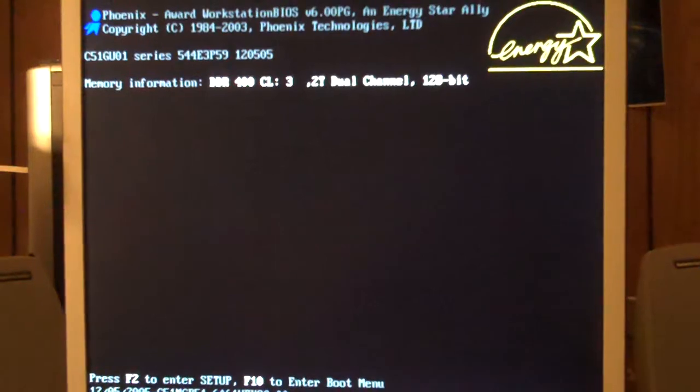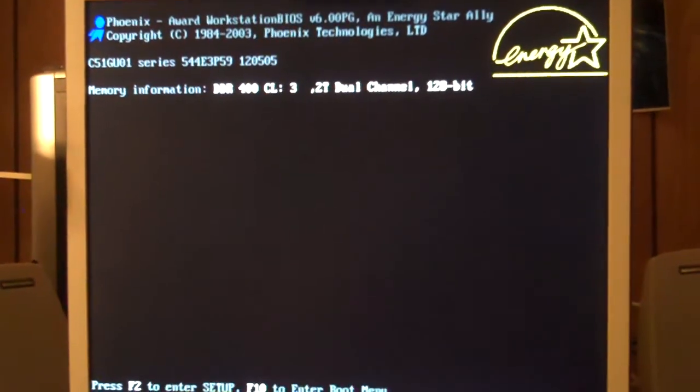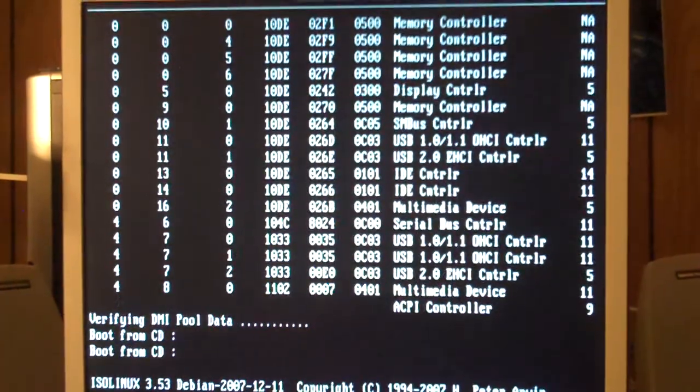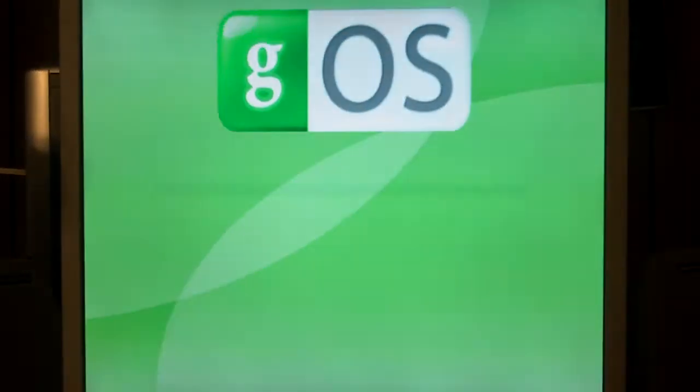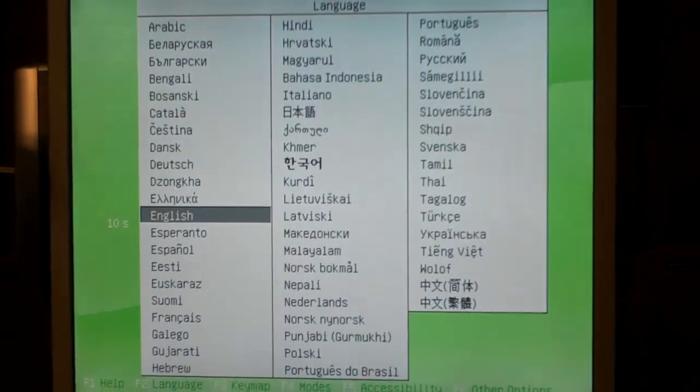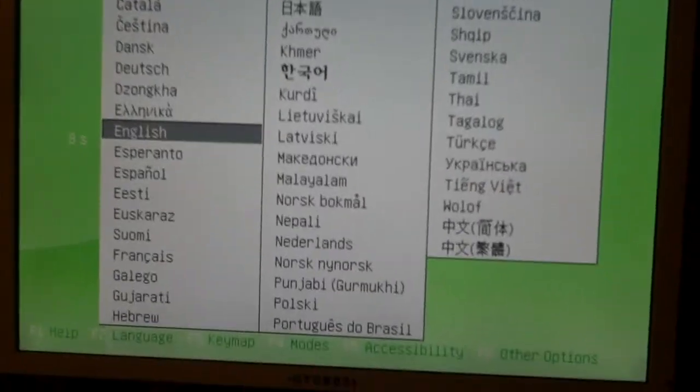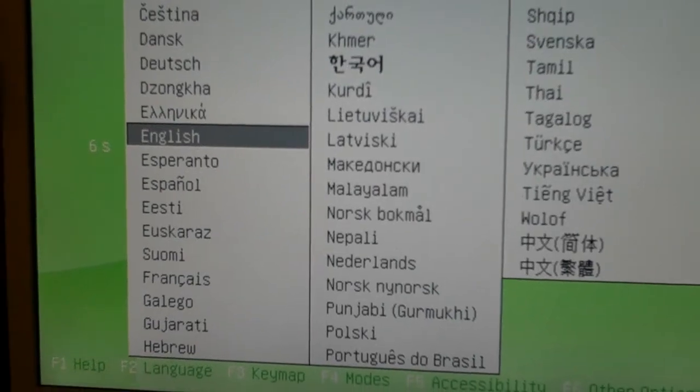This is Little Flurry with Candid Radio, and you are about to experience, hopefully, the new GOS operating system. There it is! Isn't it pretty? We're going to do English. English helps.